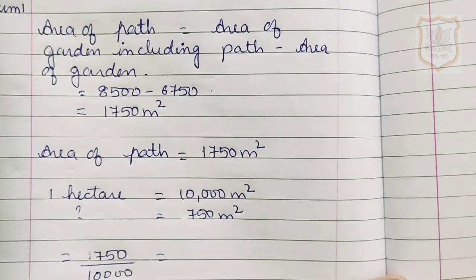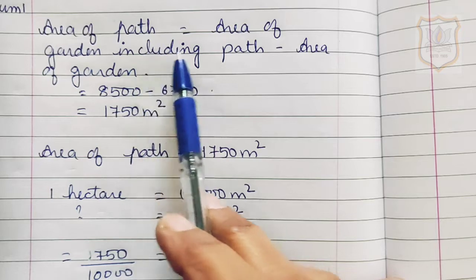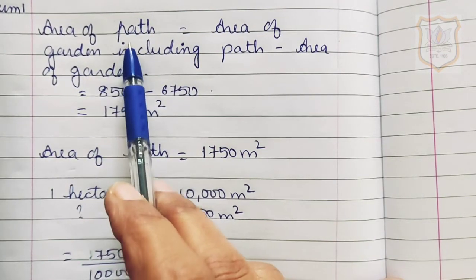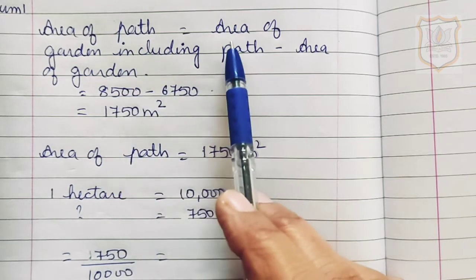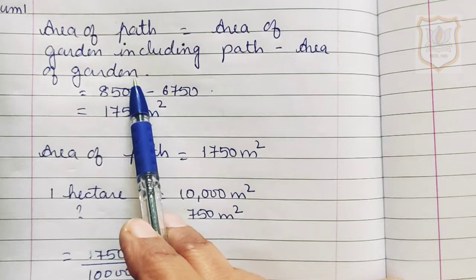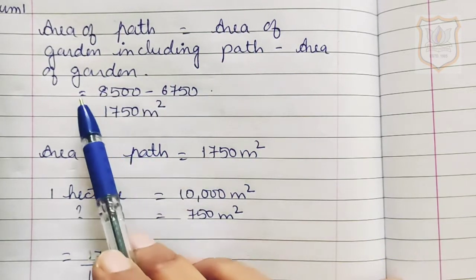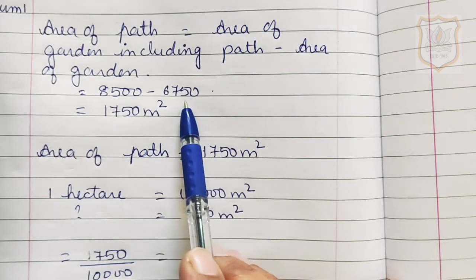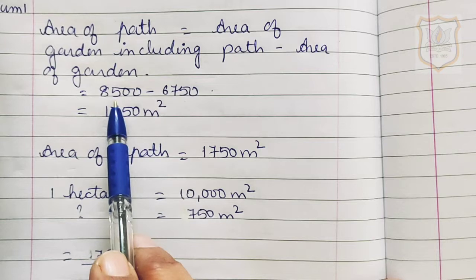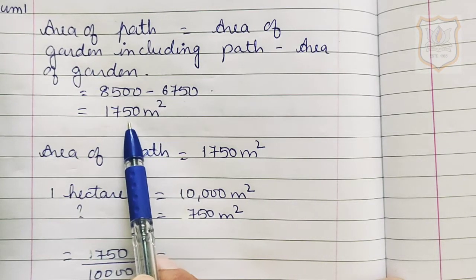Now students, we have to find out the area of the path. So area of path equals area of garden including path minus area of garden. So area of garden including path was 8500 and area of garden was 6750. By subtracting 6750 from 8500, we will get 1750 meter square.